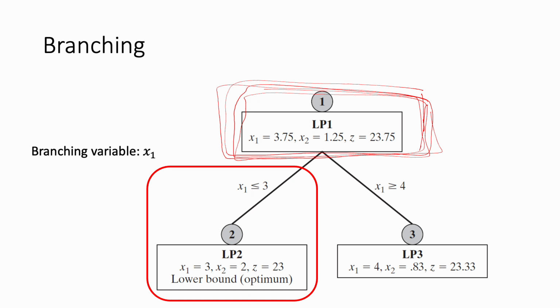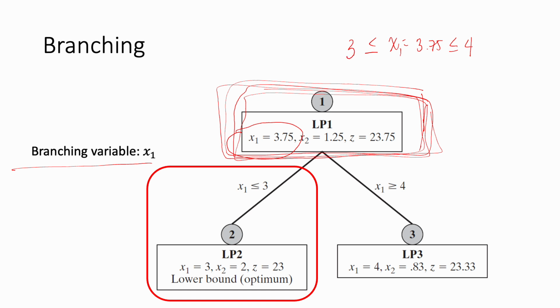Okay. Now, let's decide on a branching variable. So let's decide that our branching variable is x sub 1. You can also do x sub 2. But for the sake of discussion, let's assume, without loss of generality, x sub 1 as the branching variable. So x sub 1 is 3.75, and 3.75 is between 4 and 3.